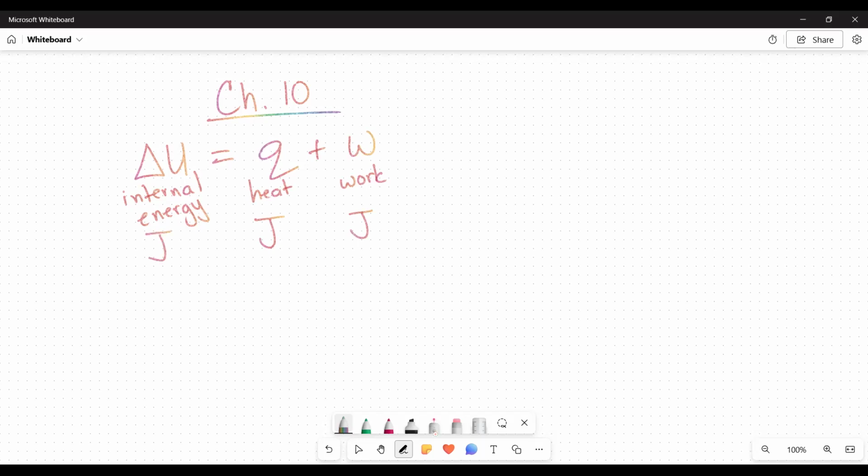But what you need to understand is what are the signs of Q and W and what does that mean? Because you're going to need to insert the sign into an equation. So Q can either be positive or negative.